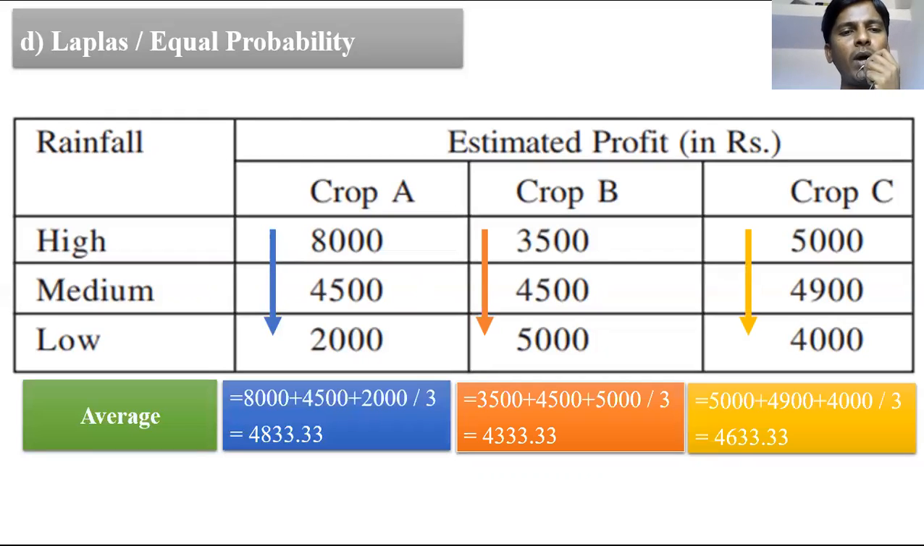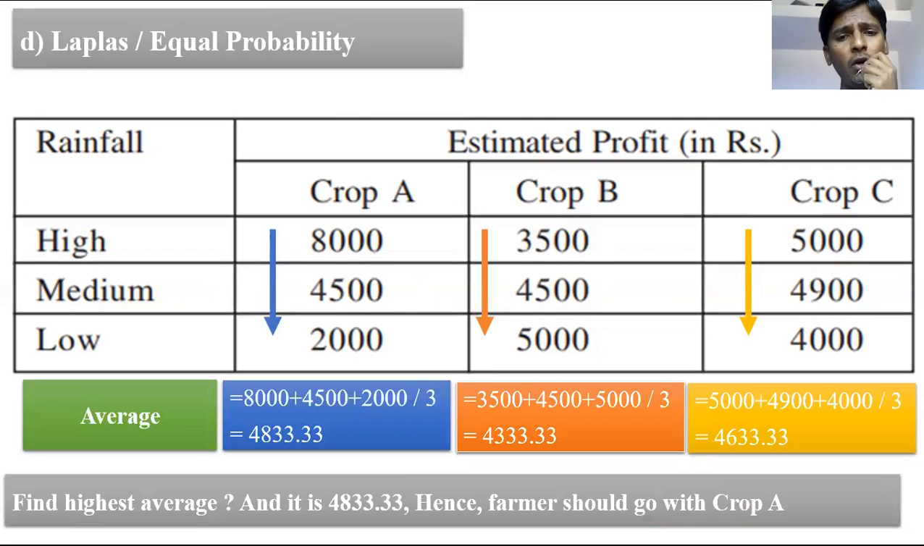that is 4633. So according to the average, which average is highest? According to the average, crop A is giving the highest return or estimated profit, that is 4833. Hence, we can suggest the farmer should go with crop A. So if you want to calculate Laplace or equal probability, you need to calculate the average for each strategy.